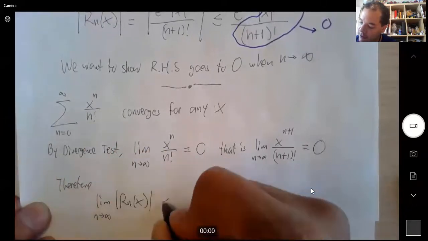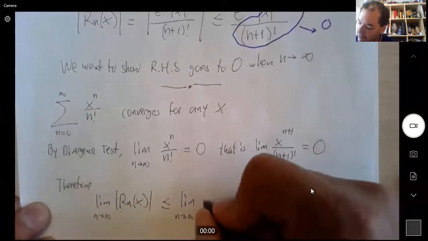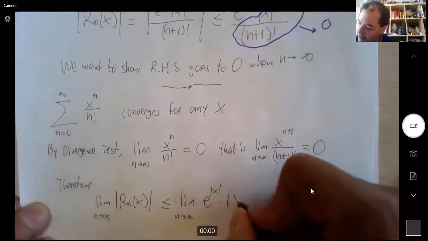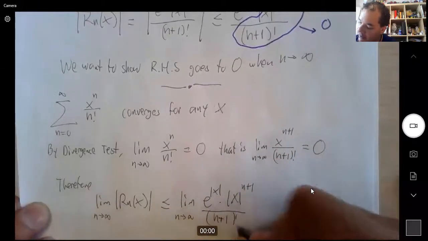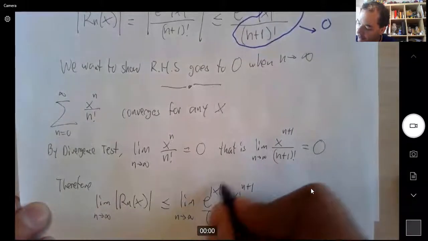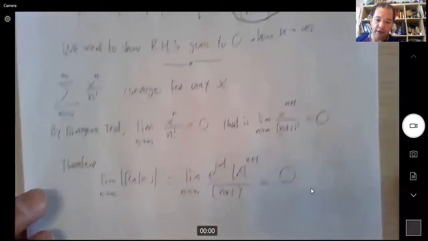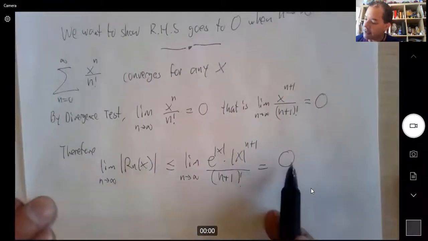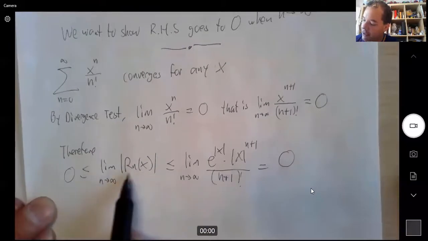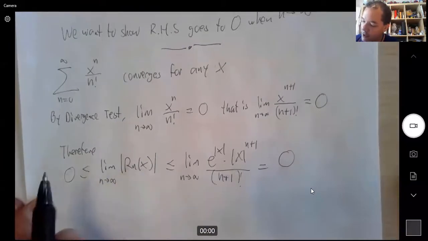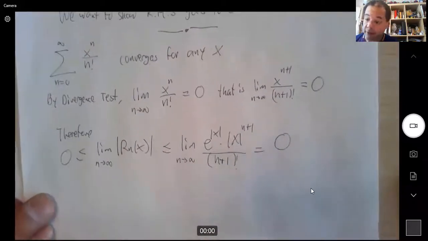So this one is less than or equal to this one, which is e to the x times x to the n plus 1 over n plus 1 factorial. And this one is just a constant. We can take it out. So this is 0, right? So this is a limit that is less than or equal to 0, but it's also greater than or equal to 0 because it's positive things. So because it's between 0 and 0, it is 0. The remainder goes to 0.